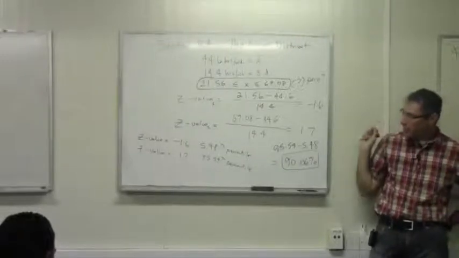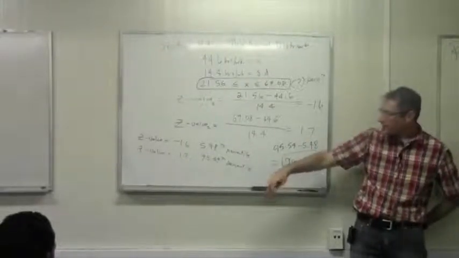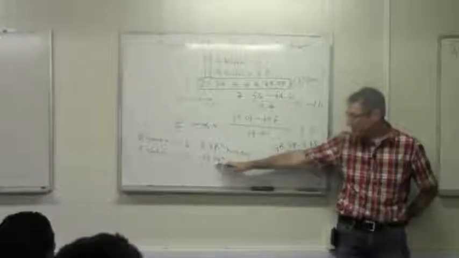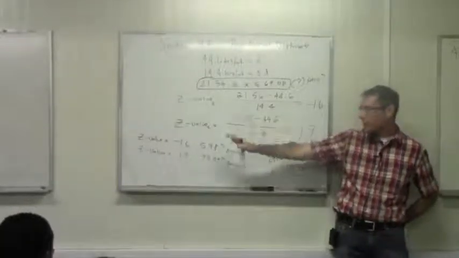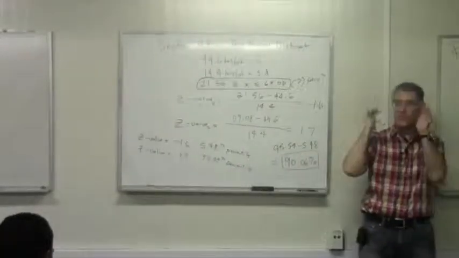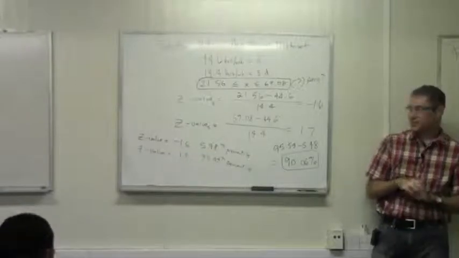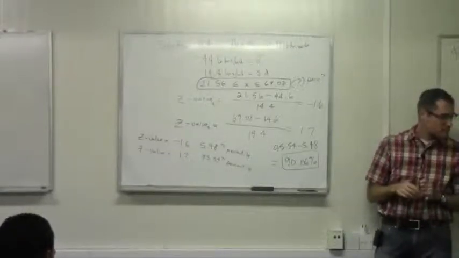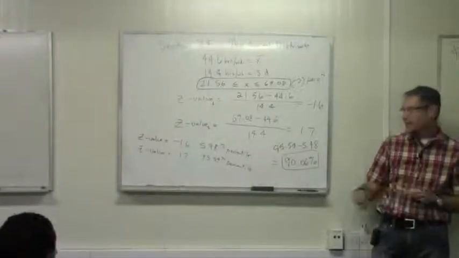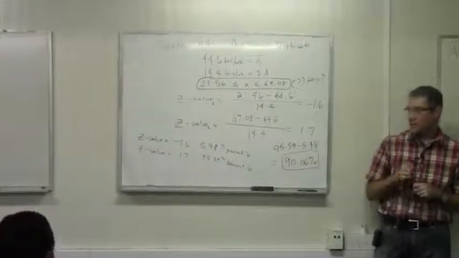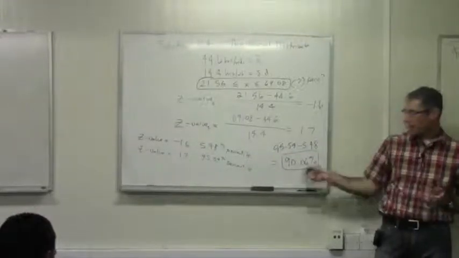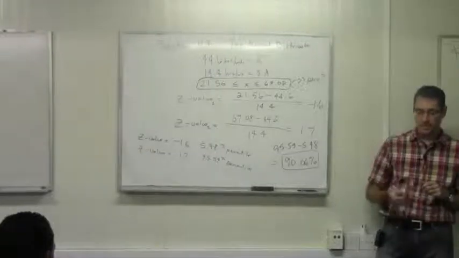Because 5.48% were lower, right? And 95.54% were below the other value. If you subtract the two, you get the percentile right in the middle. That was the part that took a little bit of thinking. Right? 90.06%.